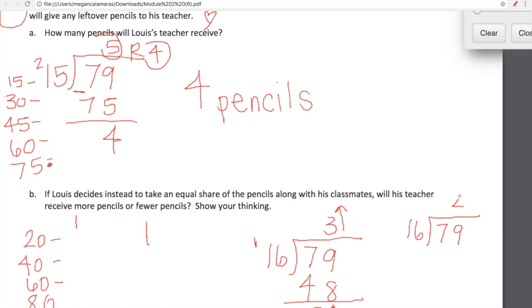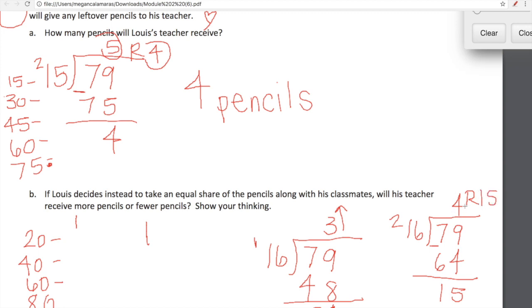So let's increase our quotient by 1. We tried 3, now let's try 4. 6 times 4 is 24. We're going to carry the 2. 4 times 1 is 4 plus 2 is 6. The difference here is 15. Is 15 less than 16? Yes. So now we have 4 remainder 15.